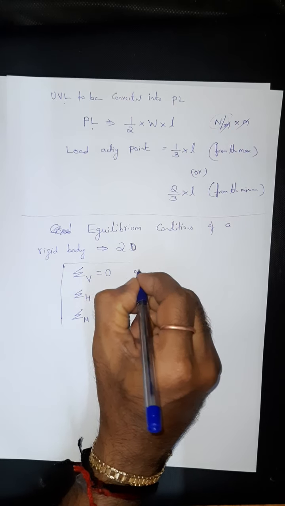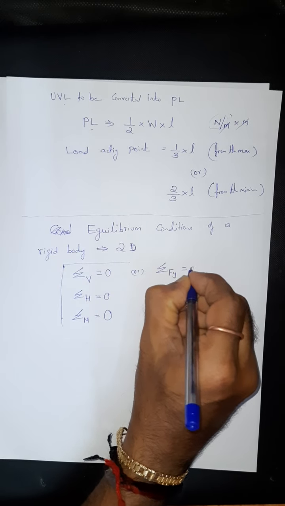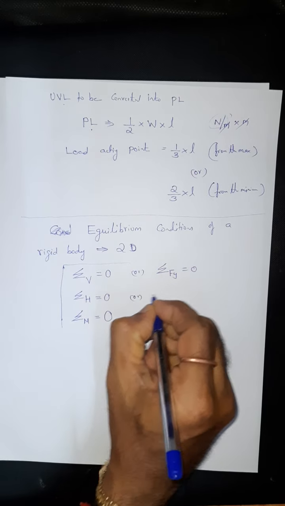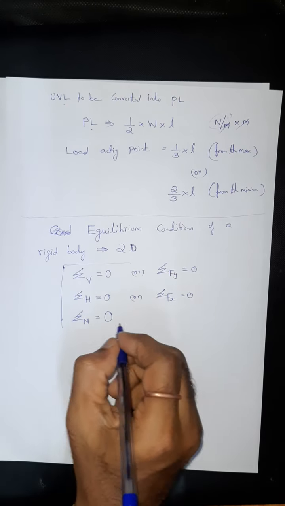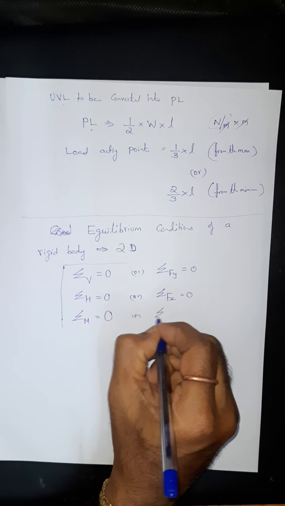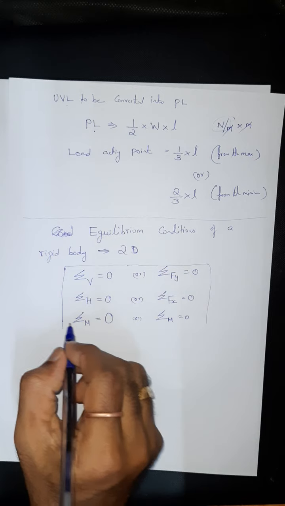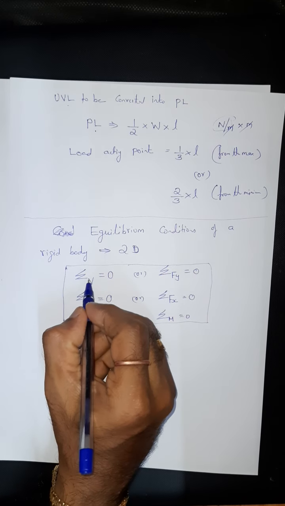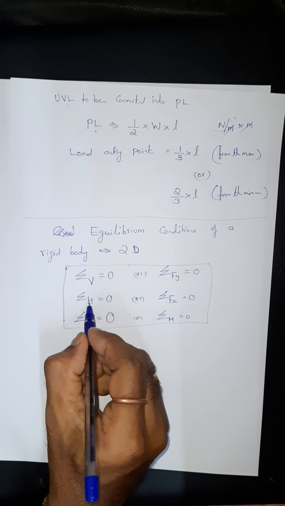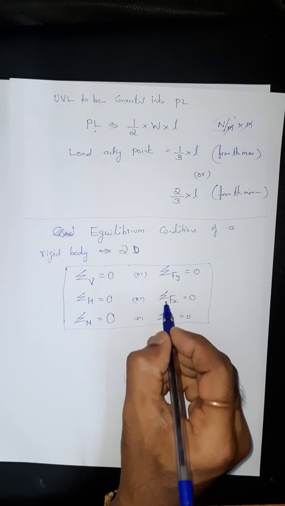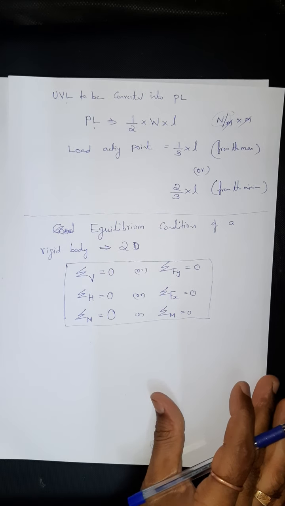So, in other words, it can be mentioned as the sum of forces in the y direction equal to 0, or the sum of forces acting in the x direction is 0, and anyway the moment remains the same, 0, right. So, either you can mention the sum of vertical forces or the sum of forces in the y direction, the sum of horizontal forces or the sum of forces in the x direction.